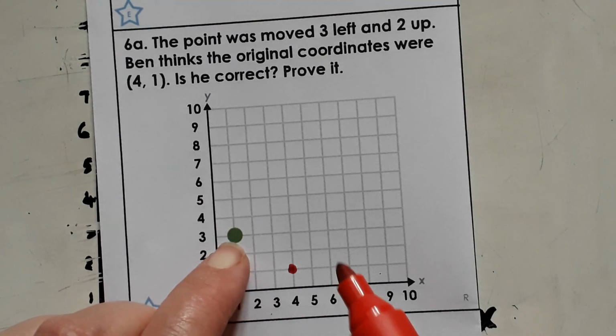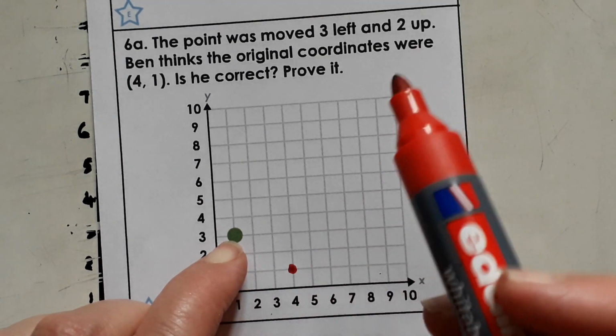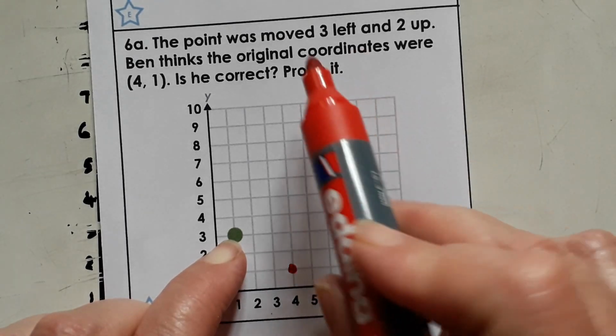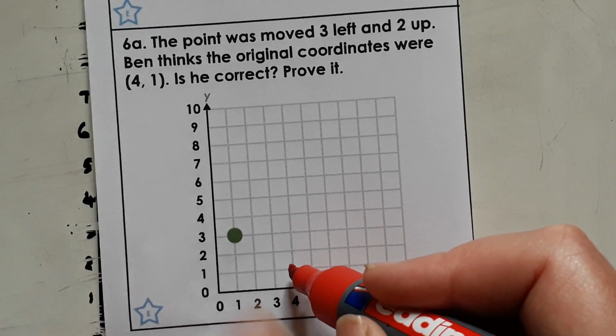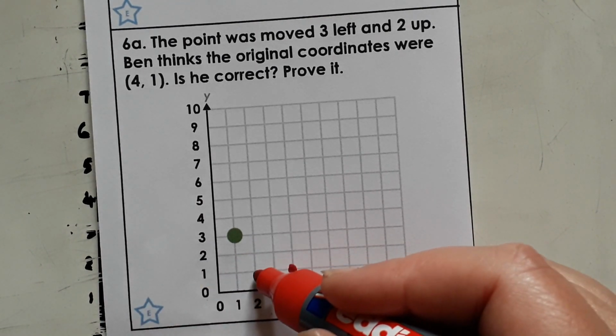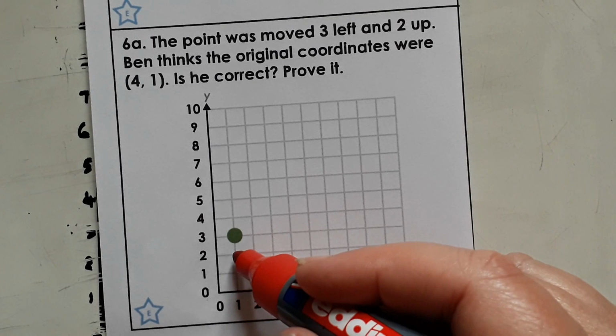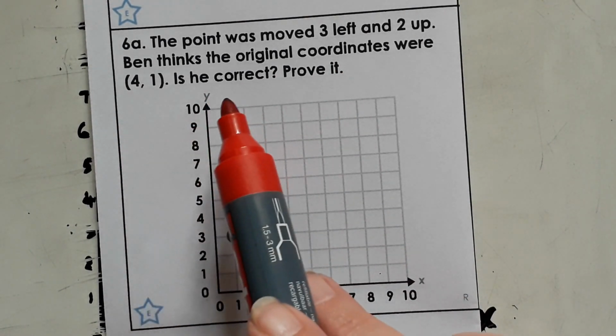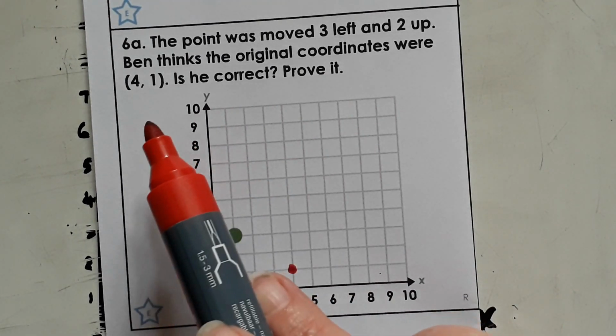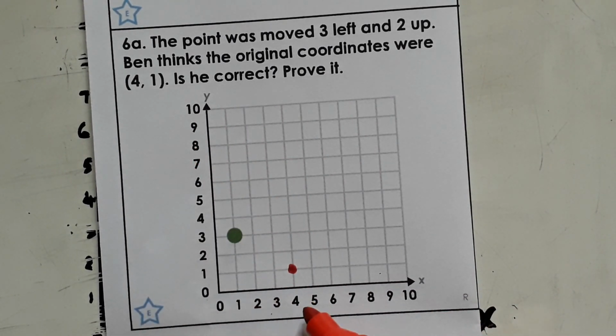Okay, so if we want to check it and see did we do it correctly, we can now follow these instructions, which should say we go 3 left, 1, 2, 3, and 2 up, 1, 2. Okay, and then we can check that Ben is correct. So he thinks the original coordinates were 4, 1. Okay, so we come along 4 and up 1, and yes, Ben is correct.